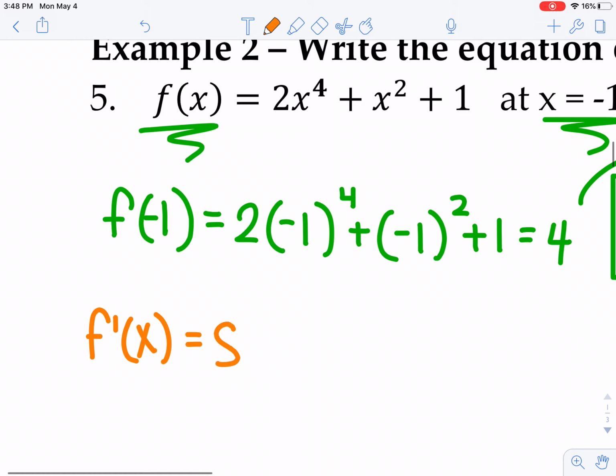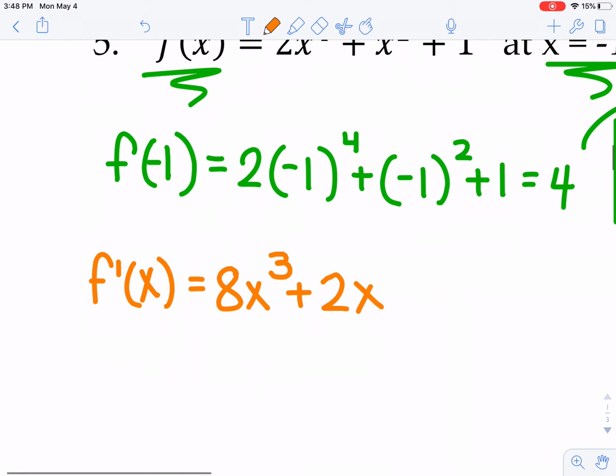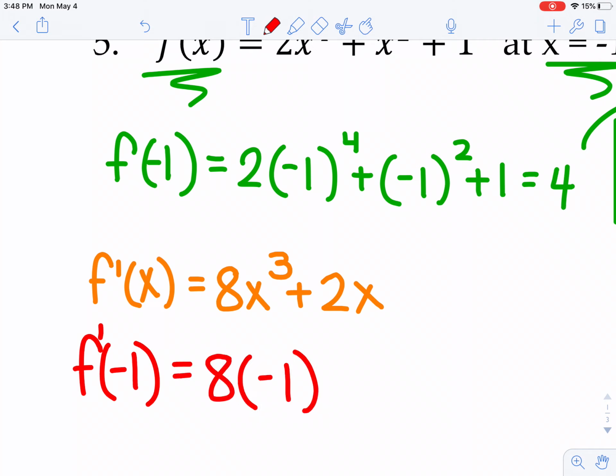Okay, 4 times 2 gives me 8x cubed plus 2x. That's my derivative. Plug in the x value of the point. So f prime of negative 1. Remember, if I'm plugging into a derivative, I'm getting a slope.